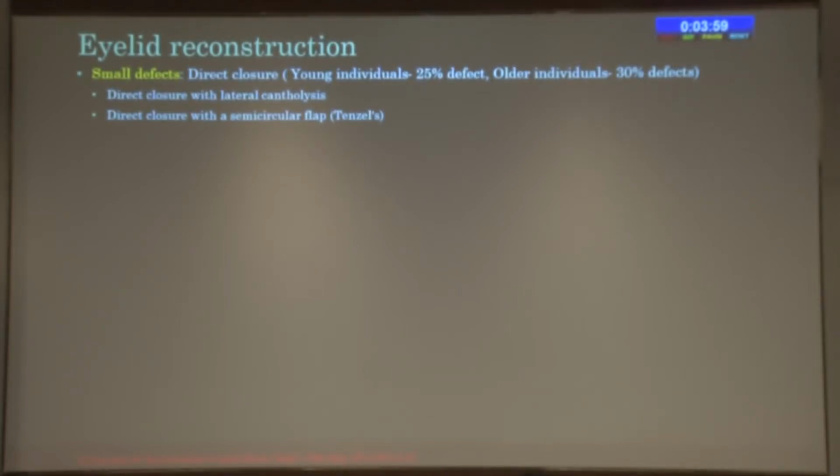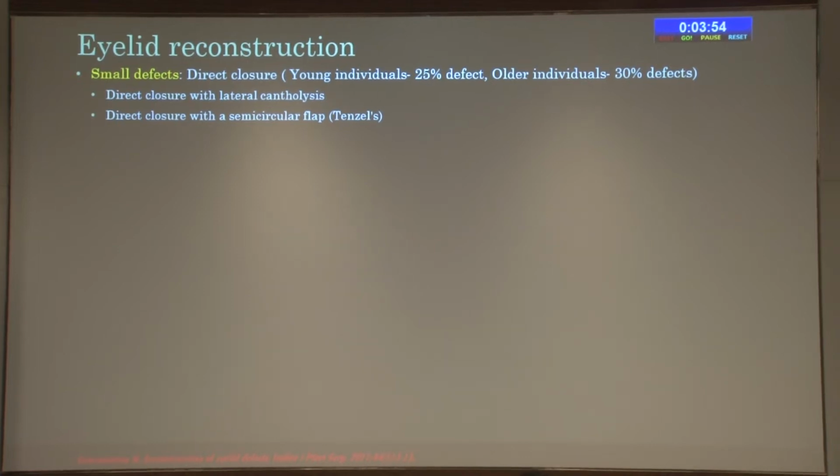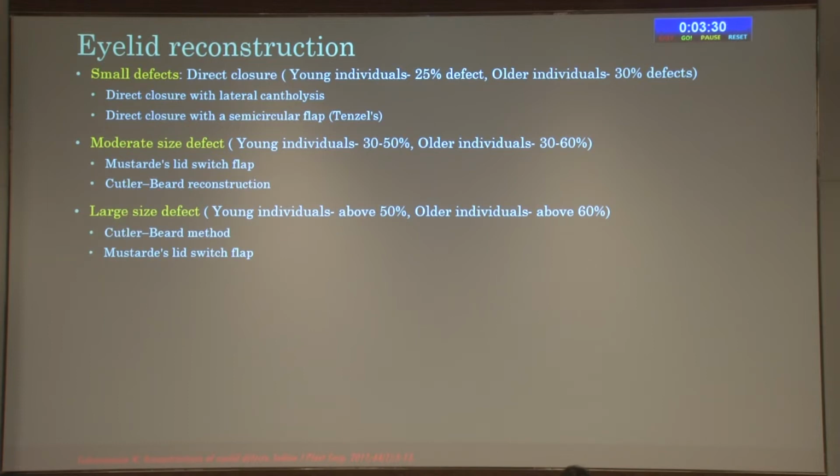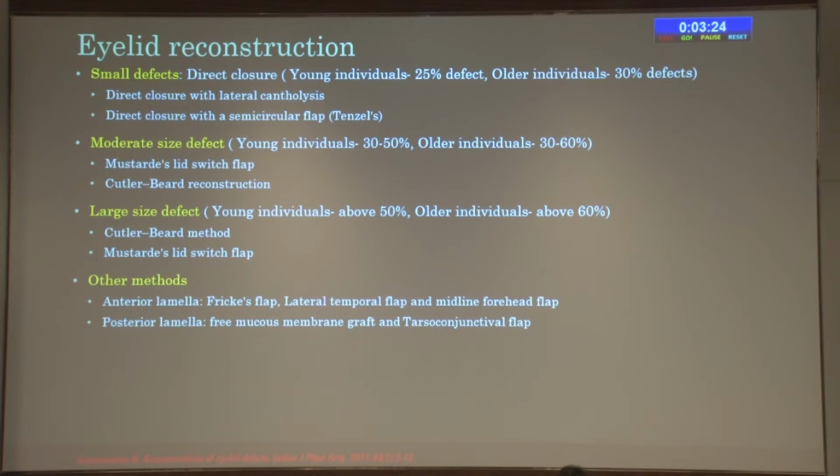So when it comes to small defects, direct closure may be possible in young individuals if there's a 25% defect. In older individuals, up to 30% defects can be closed directly. It can be helped with a lateral cantholysis or with a semicircular flap. Moderate sized defects will require a lid switch flap or a Cutler-Beard reconstruction. Cutler-Beard is basically a lower lid full thickness transposition flap. Large defects will require a Cutler-Beard reconstruction, or the anterior and posterior lamellae can be reconstructed separately with the options available.